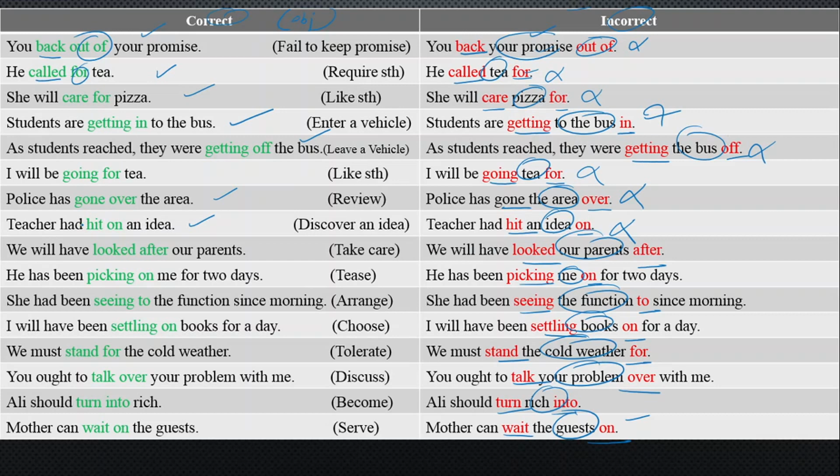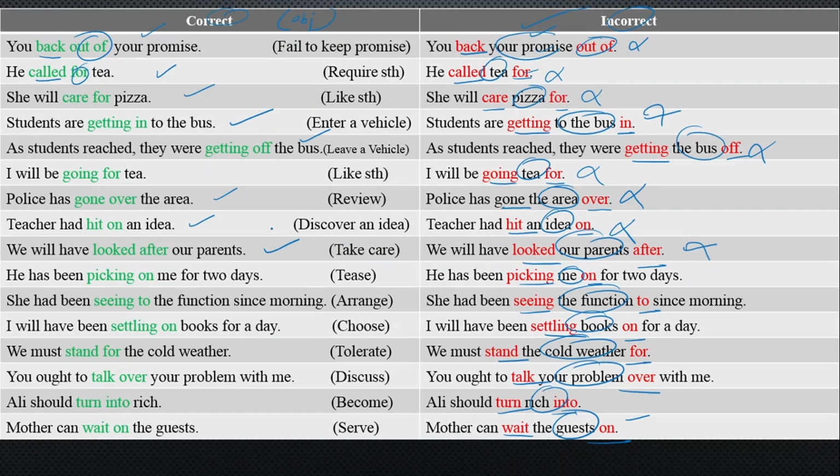We will have looked after our parents. "We will have looked our parents after" cannot be changed. See, this one cannot be changed. "Look our parents after" then means after a while. So this cannot be separated. The meaning will be wrong or changed. That's why we call them non-separable or inseparable transitive. They can be changed into passive voice, but you cannot separate the verb and adverb particle by an object, whether it is a noun or pronoun.